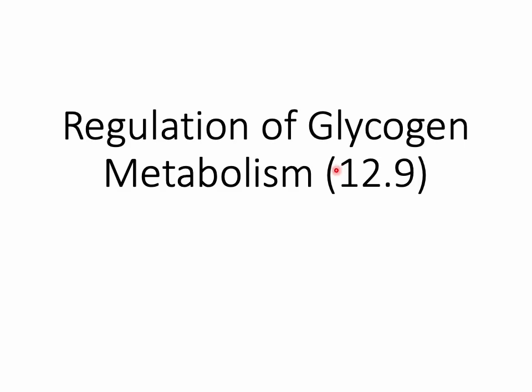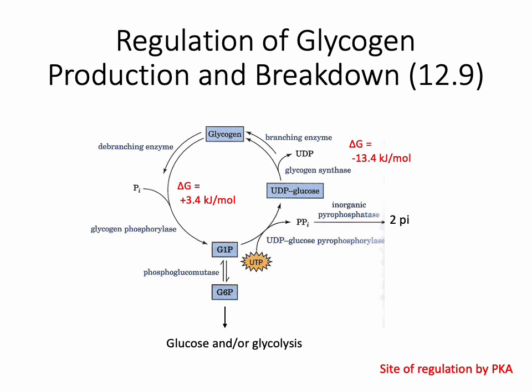Okay, so for this class, we're going to take a look at how the breakdown and the synthesis of glycogen can be regulated. Taking a step back, this is a schematic showing the breakdown of glycogen to glucose 1-phosphate and then glucose 6-phosphate on the left. On the right, we have the synthesis of glycogen from glucose 6-phosphate all the way up to glycogen, the individual enzymes and mechanisms for which we talked about last class.